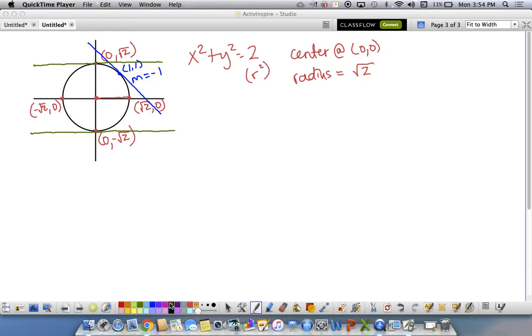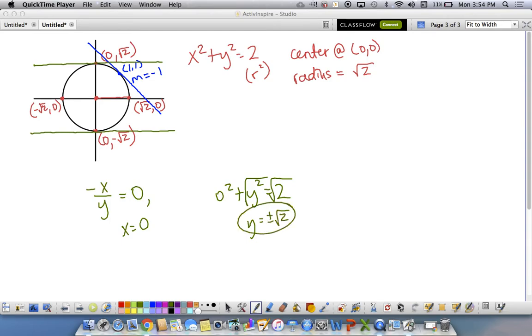Okay, so if we wanted to look at it, you take the derivative and you set it equal to 0. Well, the only way this can equal 0 is if x is 0. So then we go back to our equation, x squared plus y squared equals 2, and I would plug in x equals 0. So 0 squared plus y squared equals 2. So y squared equals 2, take the square root, y equals plus or minus the square root of 2. Okay?